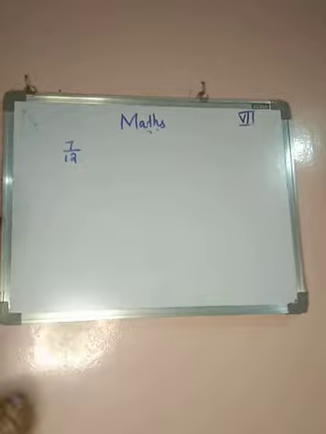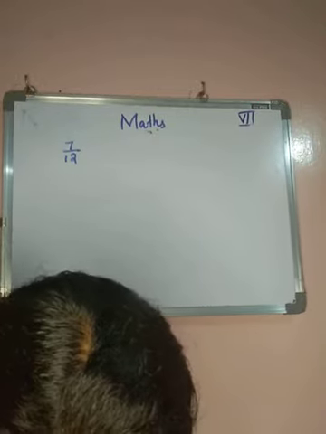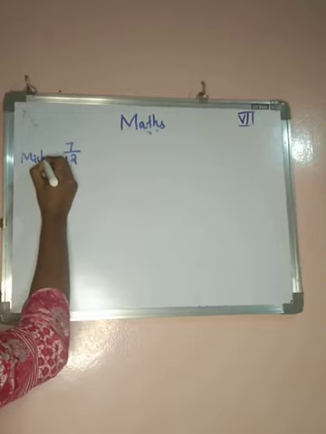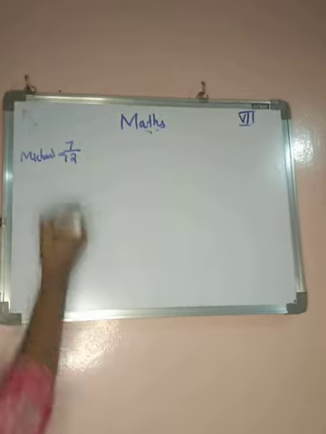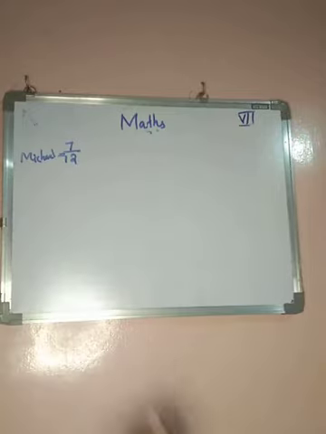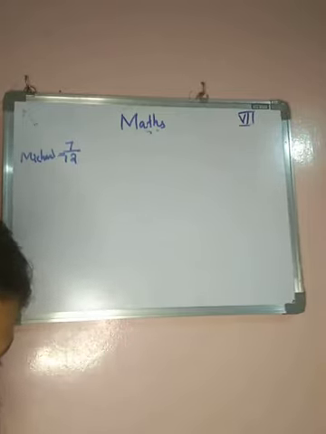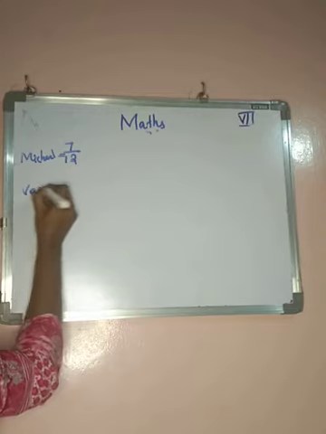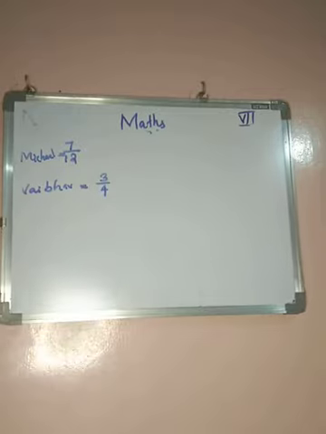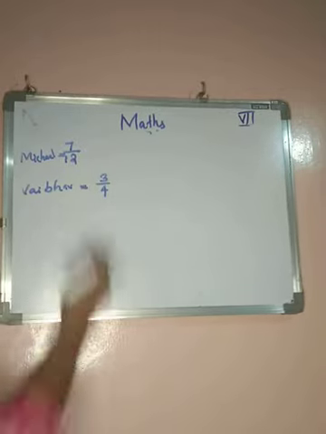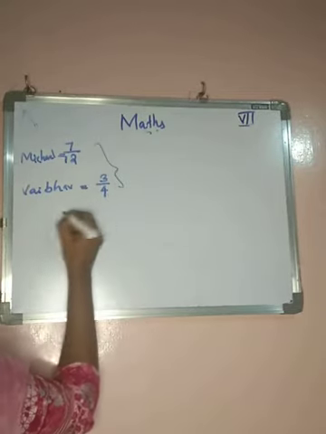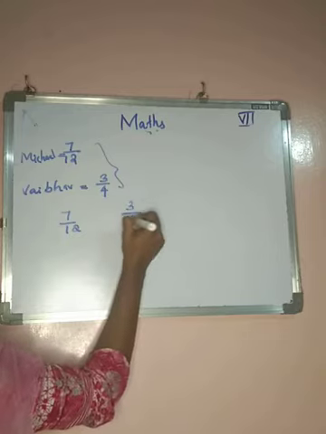Michelle finished the work in 7/12 and Vaishvav finished the work in 3/4. Okay, who took longer? Who finished the work quickly? So comparing these two fractions, 7/12 and 3/4.